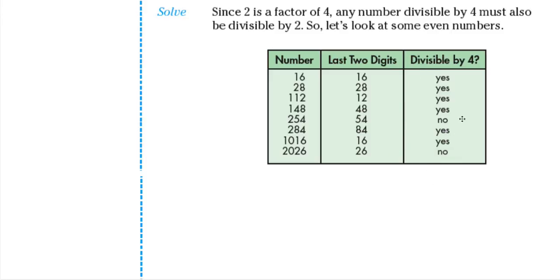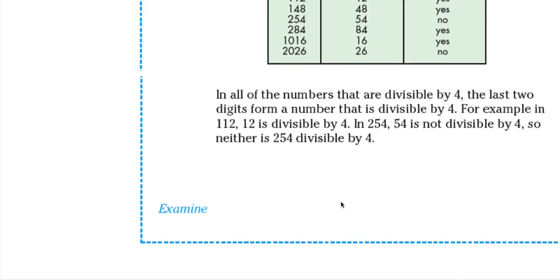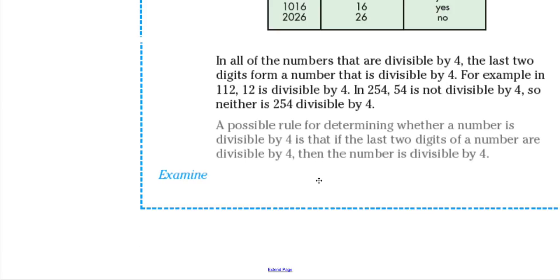Okay, so do you see a pattern in the divisibility rules? What it's saying is this: in all of the numbers that are divisible by 4, the last two digits form a number that is divisible by 4. For example, in 112, 12 is divisible by 4. In 254, 54 is not divisible by 4. So neither is 254 divisible by 4. So a possible rule for determining whether a number is divisible by 4 is that if the last two digits of a number are divisible by 4, then the number is divisible by 4.